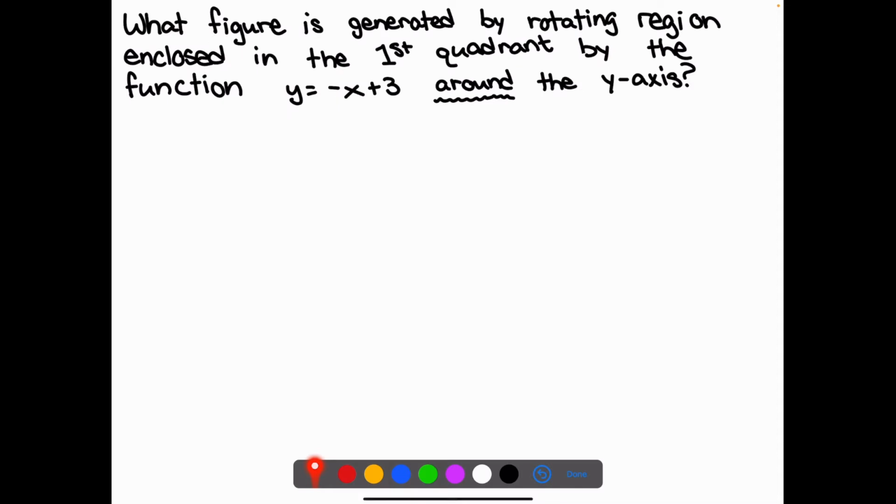So to get started, we have a little bit of a warm-up problem, and this warm-up problem is fairly difficult. It is very similar to questions that you'll see down the road, and you'll even see questions like this as far as calculus. It asks, which figure out of the previous figures that we just saw in the last slide is generated by rotating the region enclosed in the first quadrant by the function y equals negative x plus 3 around the y-axis?